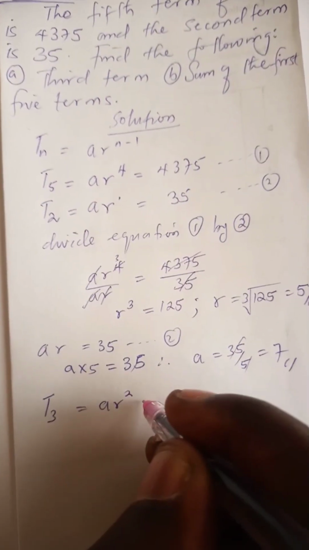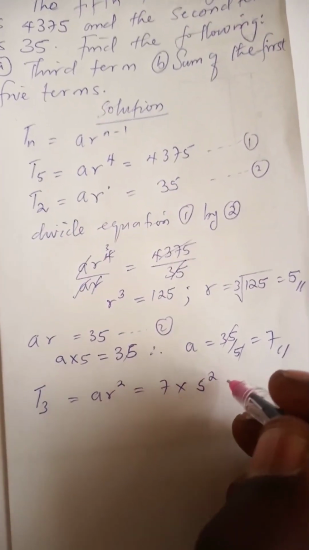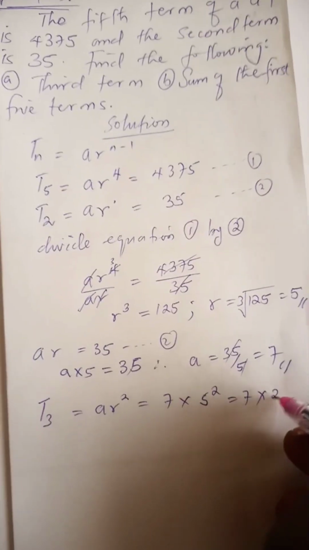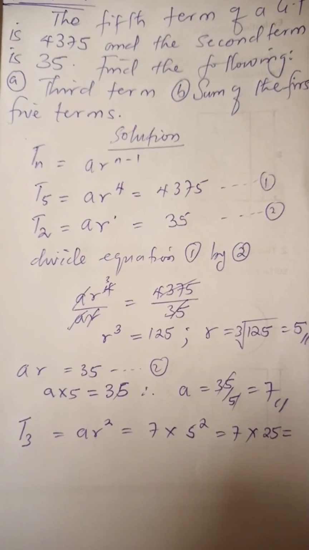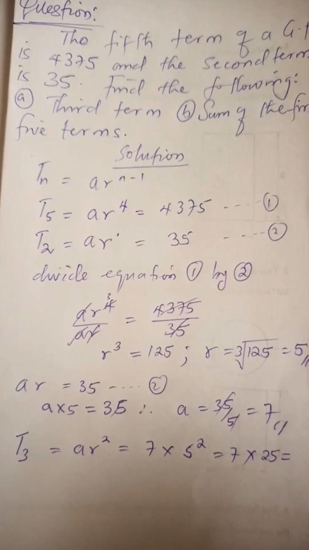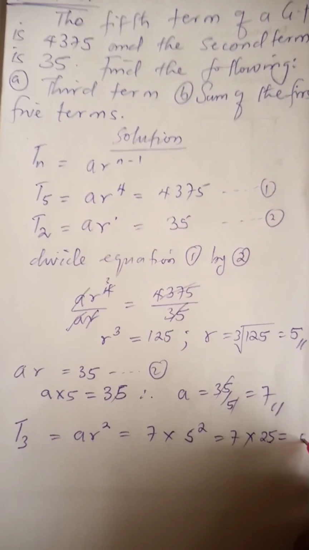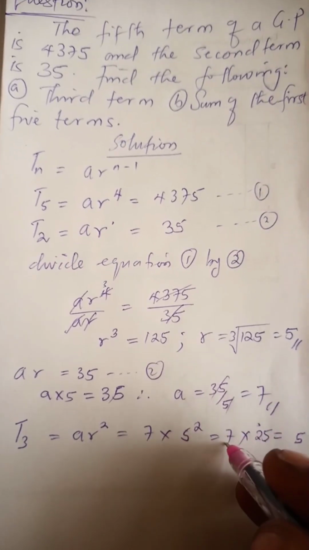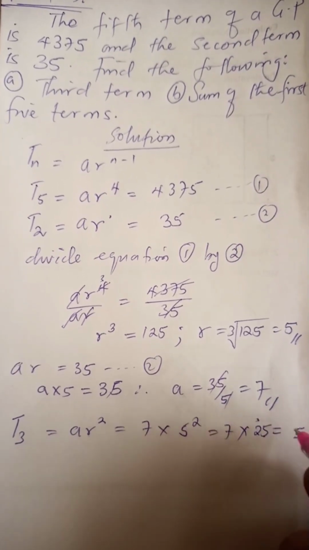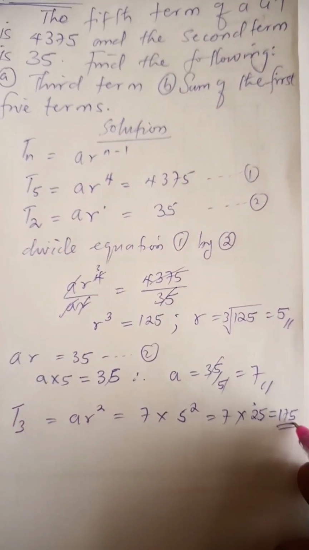Option A says we should find the third term. And from our general formula, T3 will become AR square, which is equals to A is 7 and R is 5. So we have 5 square. So it gives us 7 times 25, let's do the multiplication now. 7 times 5 will give you 35. So you write down 5 and take 3 to this side. 7 times 2 will give you 14 plus this 3 will give you 17. So the third term is 175.